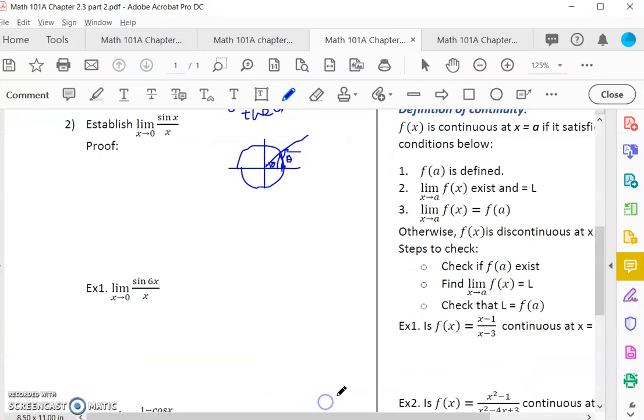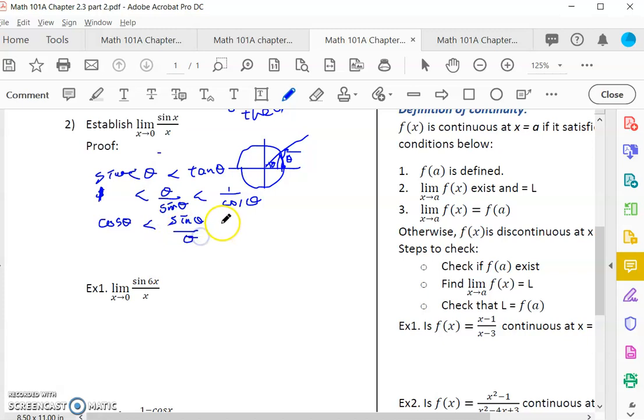So in a bigger picture, you can say theta is between sine theta, which is the shorter one, right, and tangent theta, which is the one that is outside. And then if I divide both sides by sine theta, I have 1 less than theta over sine theta less than 1 over cosine theta. And we can switch it around. You would have cosine theta less than, taking the reciprocal, sine theta over theta less than 1.